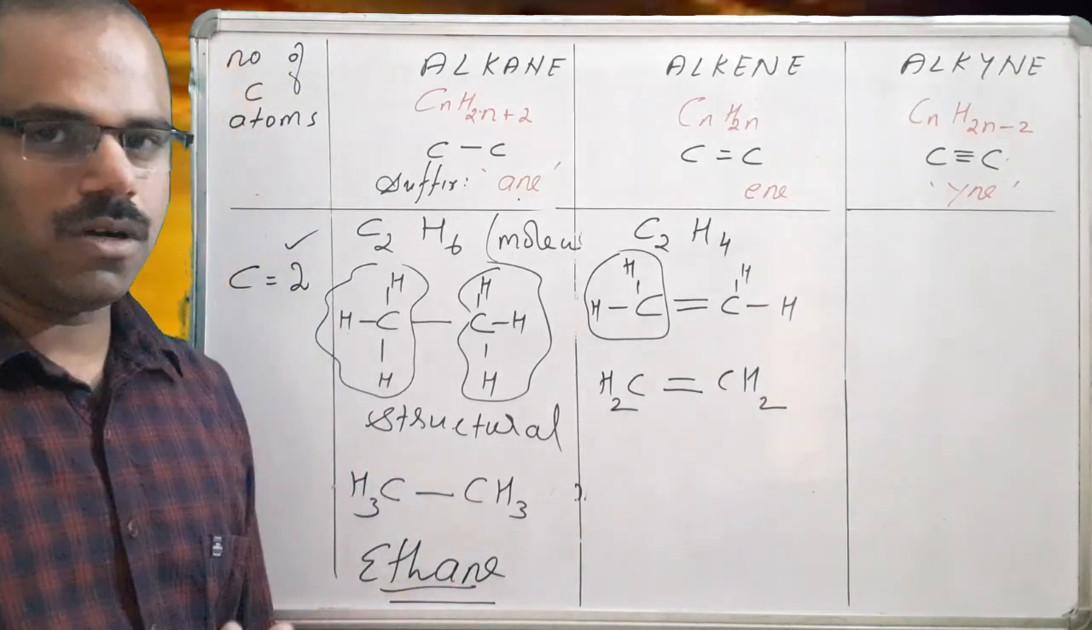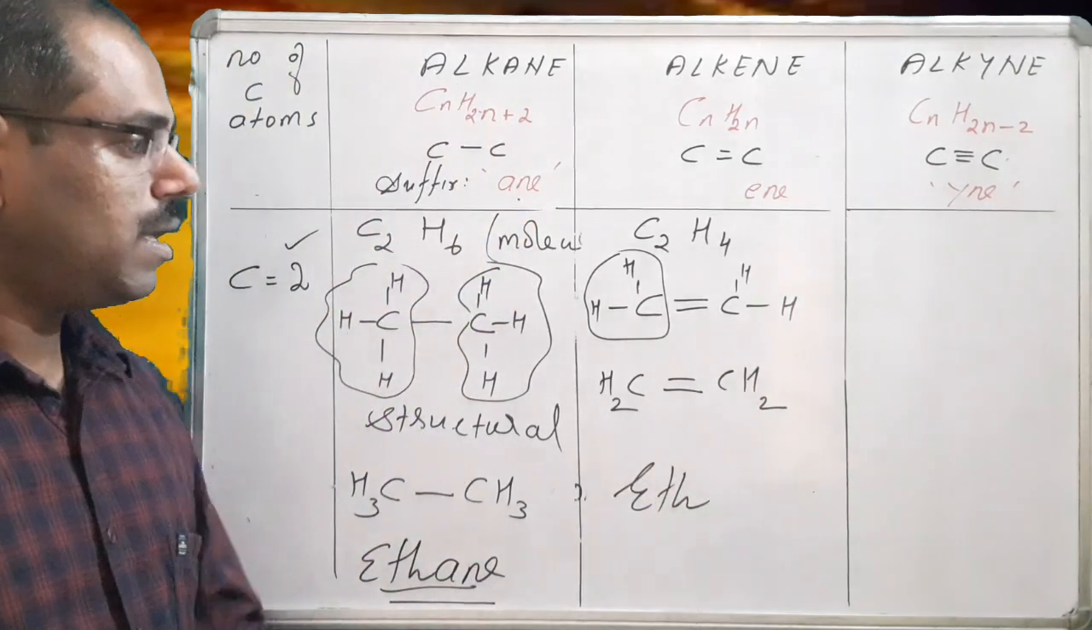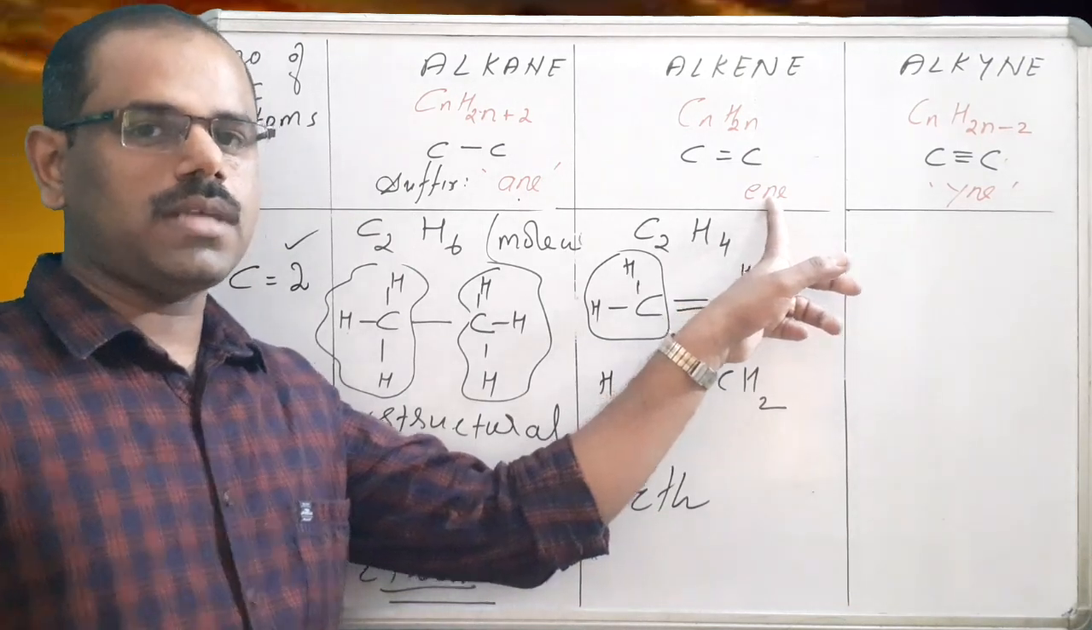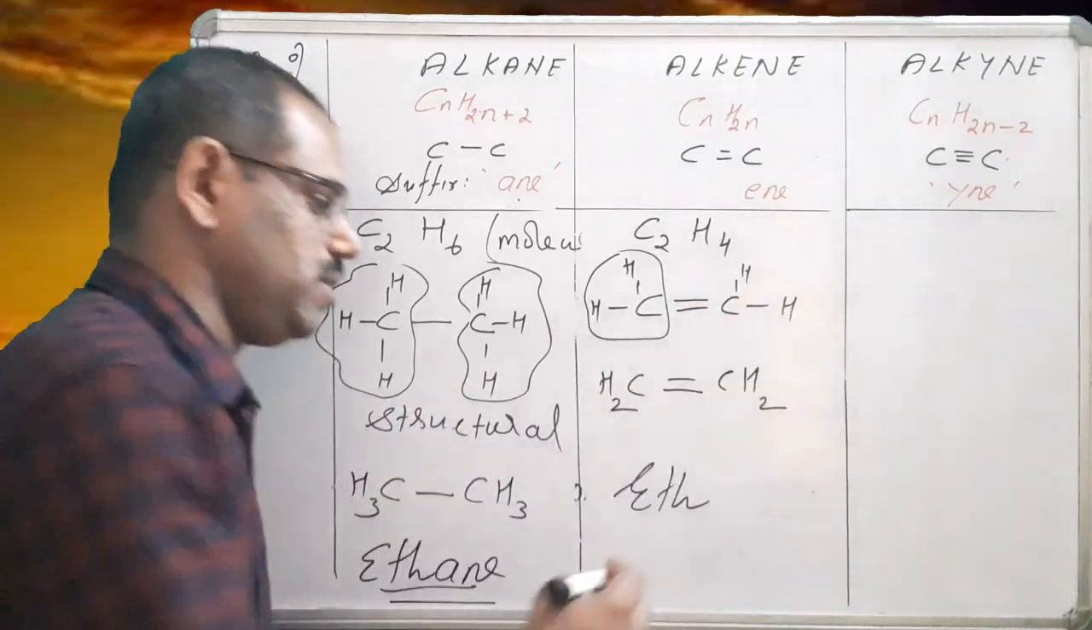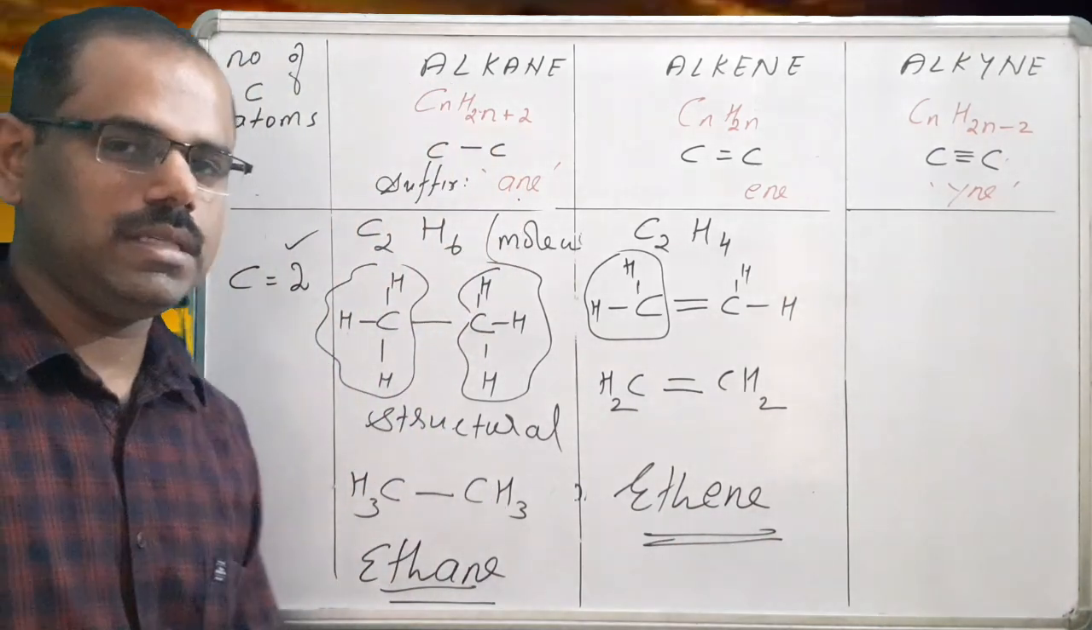Then what is the name of this compound? Since 2 carbons are there, as usual, it is eth. And as it is a double bond, we use the suffix ene. So eth, ene, ethene. The compound is known as ethene.